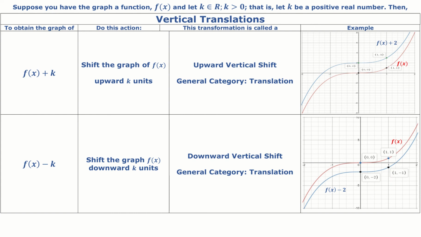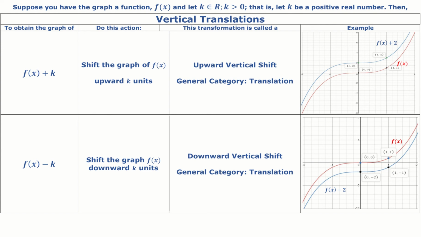So for all of these examples we're going to assume that we know the graph of a given function f, and we take a real number k, which is positive, and we're going to do various things with k and the function and see the outcome. For example, the first thing is vertical translations. So if we know the graph of f of x and we just take f of x and add a k to it, that's just going to shift the graph of f of x k units up, see?